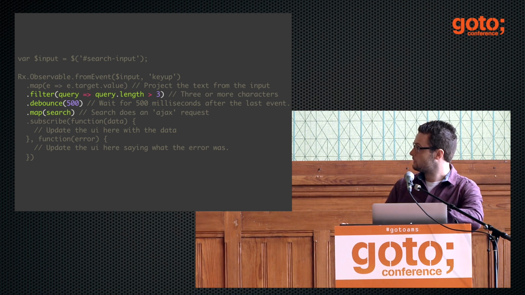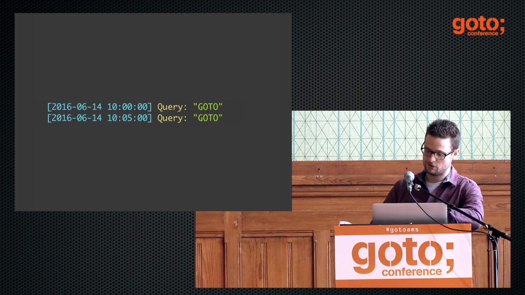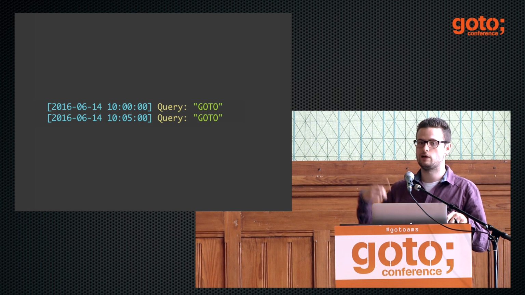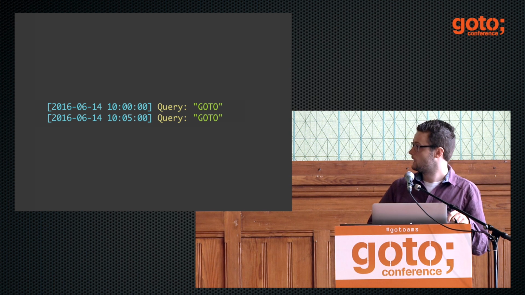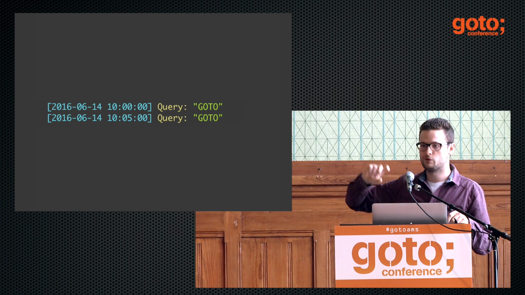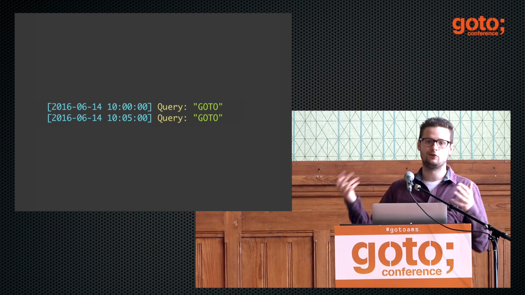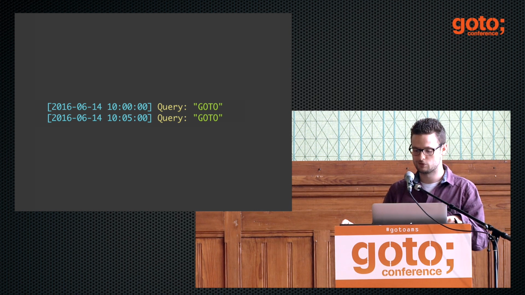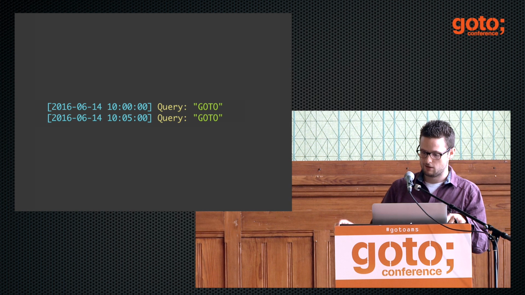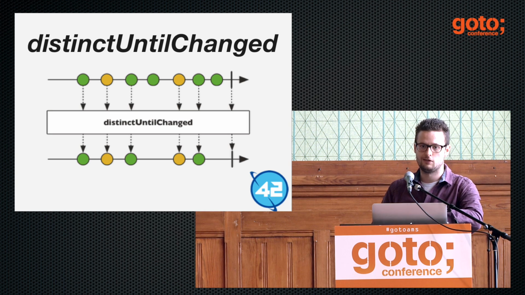But of course, we're not out of the woods yet. There's another problem still, and that is that sometimes we send the same query twice in a row. This can happen if the user presses the enter key. What we see now is that there was a 5-second window between the first GOTO and the second GOTO query. And we all know that we probably don't have new results within a 5-second window. So we only want to query if the query has actually changed from before. And there's an operator for that as well. This one is called distinctUntilChanged.